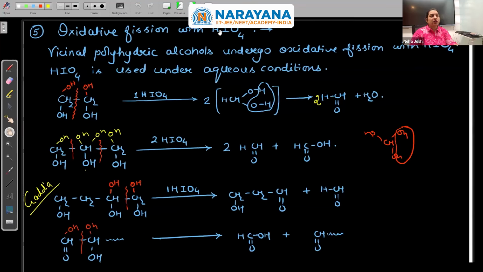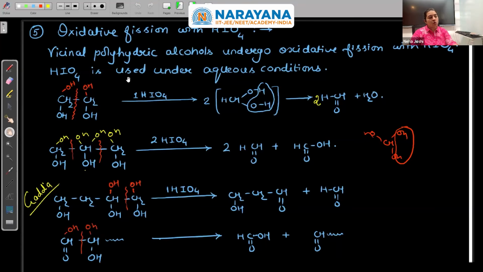Oxidative fission with HIO4. If I do oxidation with HIO4, go for shorthand. No need to have the entire mechanism. Vicinal OH has to be there. If a molecule has more than one OH but the location is far away, then this is not valid. So it has to be vicinal. You just put a break, and on both sides you add OH. For each such break, you need one HIO4. HCH(OH)2 is formed, remove water, formaldehyde is there.